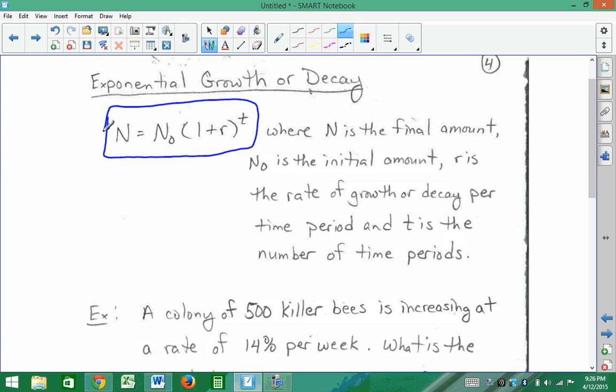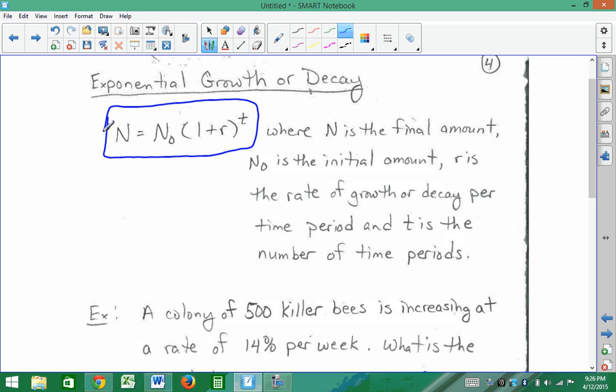T is the time. So where n is the final amount, n sub 0 is the initial amount, or original amount, r is the rate of growth or decay per time period. Now that time period could be any time period. So it could be so many per day, per hour, per week, per month. The key to these type of problems is that the time has to match the amount per time period.